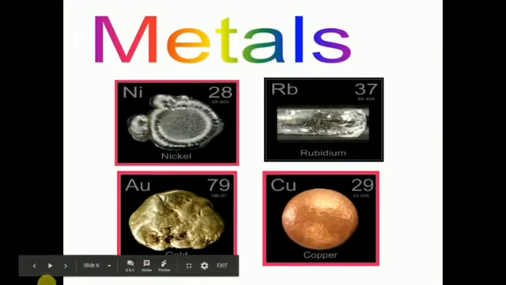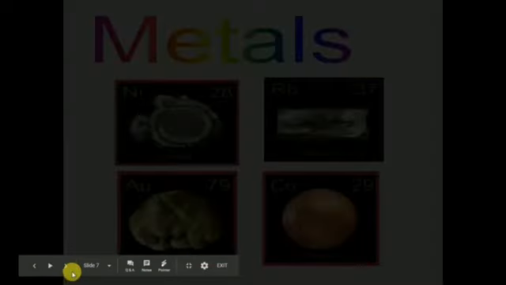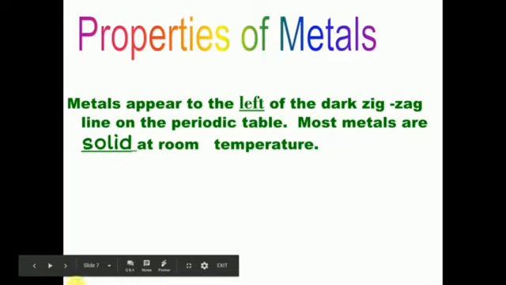Metals are generally solid at room temperature, like nickel, rubidium, gold, copper. Ni is nickel, Au gold, Cu copper, and Rb rubidium. Metals appear to the left of the dark zigzag line on the periodic table, and most metals are solid at room temperature. You all know. The only exception is mercury, which exists in liquid state.